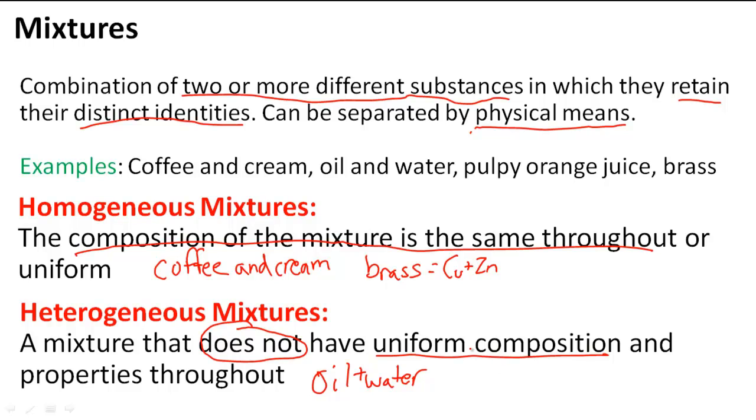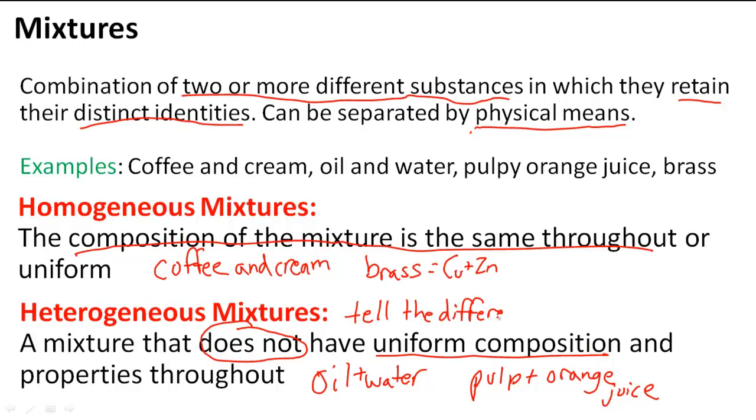Pulpy orange juice, for example, the pulp you can separate from the liquid part of the orange juice. So the pulp plus the orange juice is separate. Okay? So these, I would say, are heterogeneous mixtures, you can tell the difference.